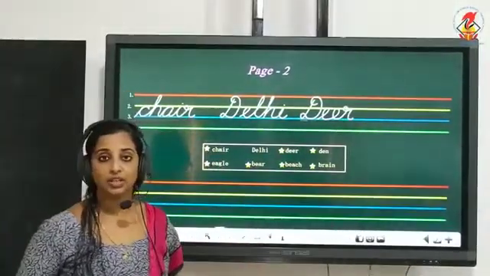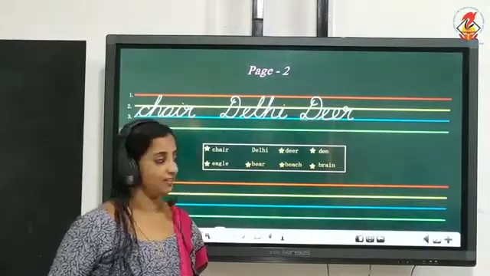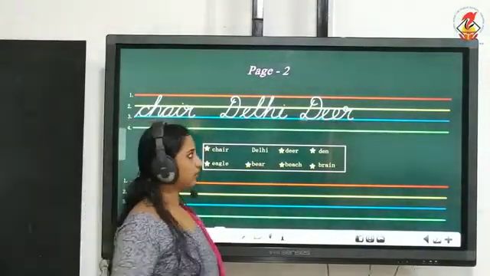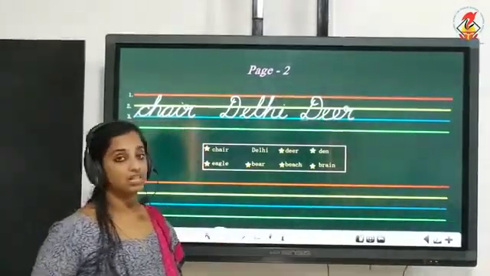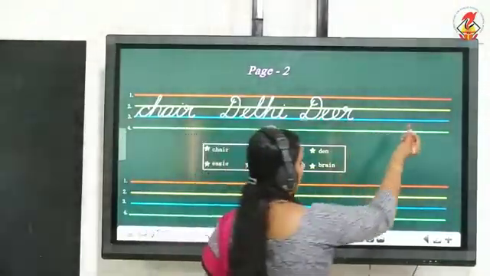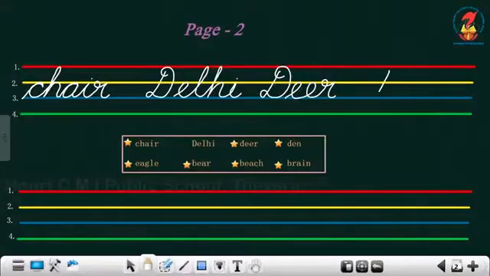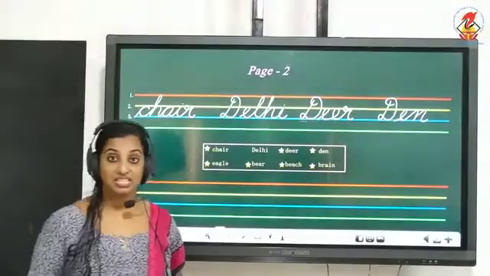The last word in the first line is den. Even that letter also starts with a capital letter. So below you have to start D, making the loop, going back to the red line and touching the other two lines, yellow and blue. From the blue, go to the yellow, come back to the blue, go up, come down, go up, come down, and there is a tail of N, and here you have the word den.